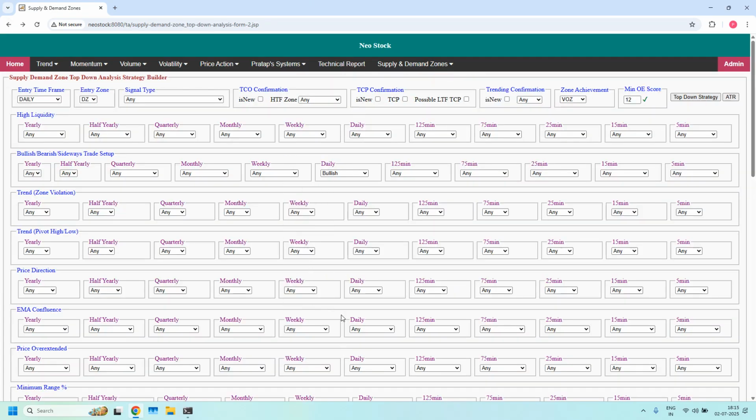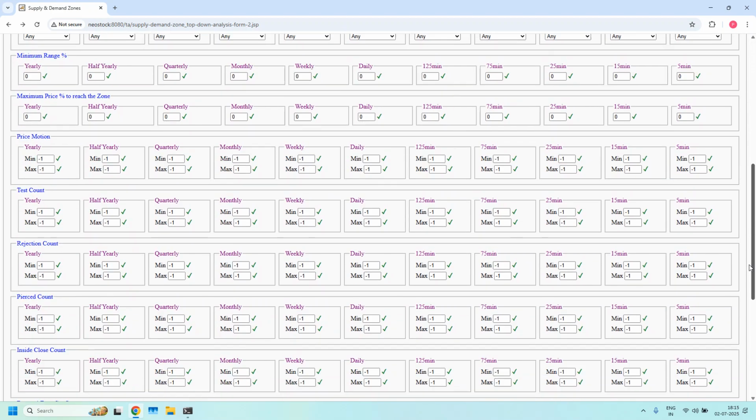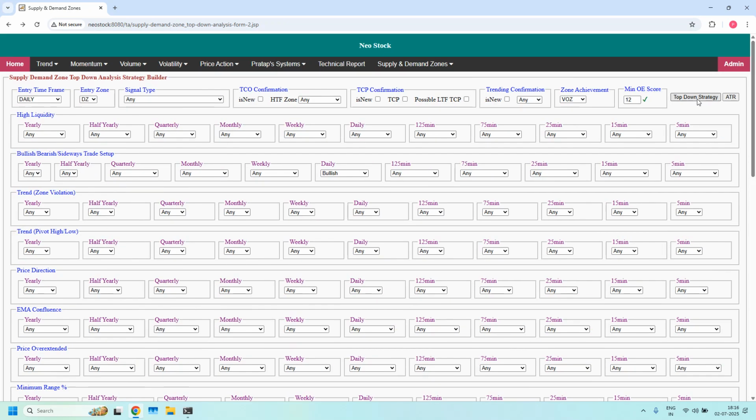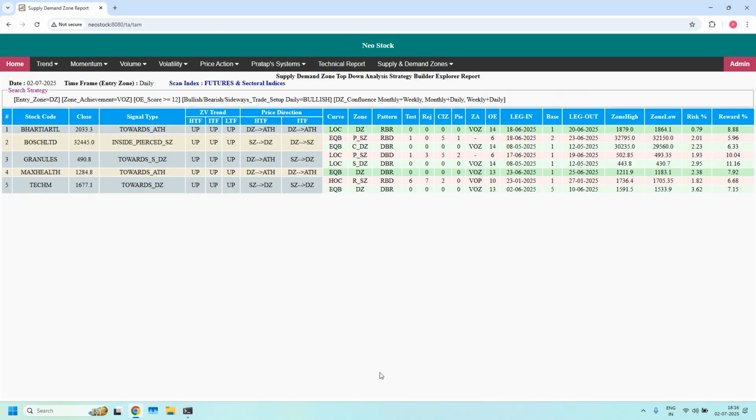I am removing the EMA filter. In demand zone confluence, I am setting three filters. The first filter is already enabled, daily and weekly. Next, daily and monthly demand zone confluence, and weekly and monthly demand zone confluence. By enabling all the three filters, that is daily, weekly and monthly demand zone confluence, we got 5 stocks.